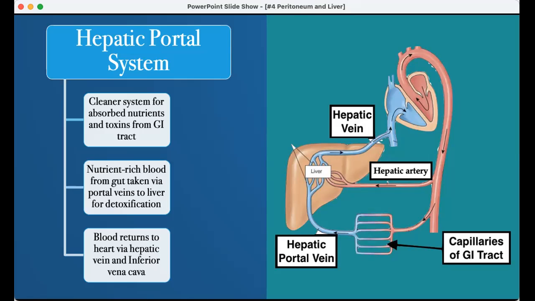So this is showing the hepatic portal system. Again, the hepatic portal vein down here is taking all the blood from the GI tract, all the nutrition, all the toxins, taking it through the liver and going back to the right side of the heart through the hepatic vein. Now here, the hepatic artery is providing oxygen to the liver cells, but the hepatic vein is taking deoxygenated blood back to the heart.